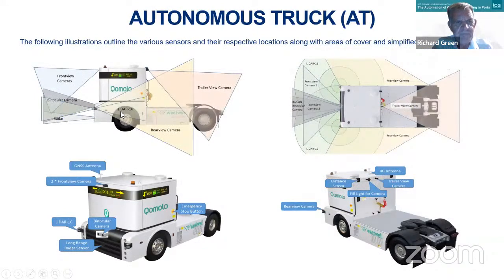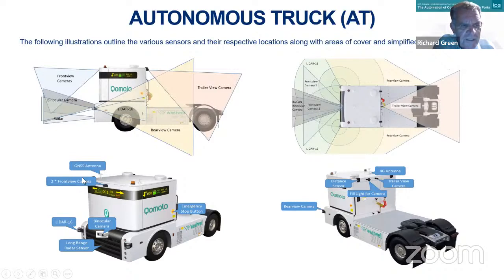Here you see the cameras. We've got front view, binocular, radar, rear view cameras, LiDAR, trailer view cameras. One problem we had is that the software was picking up the position of the truck. It wasn't picking up the position of the 12-meter trailer behind it. So we had a few end collisions, but that's now sorted out. In a plan view, you can see the area of coverage for the various sensors.